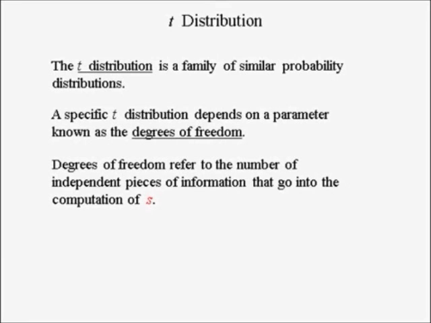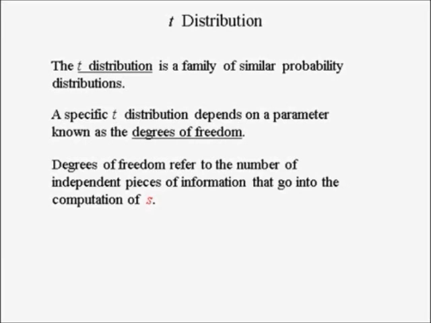In this chapter, degrees of freedom refers to the number of independent pieces of information that go into the computation of sample standard deviation, S. Recall from chapter 3 that the sample standard deviation, S, is computed using an estimate of population mean known as the sample mean. If the population mean was known and used to compute the standard deviation, S, we would divide the sum of squared deviations by n, and the degrees of freedom would be n.